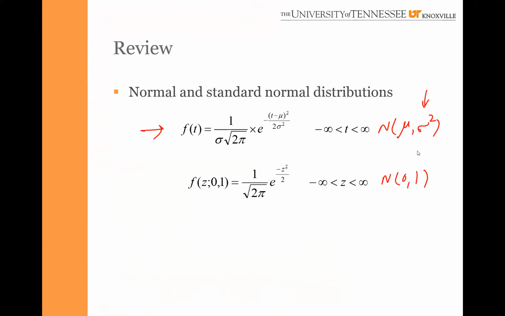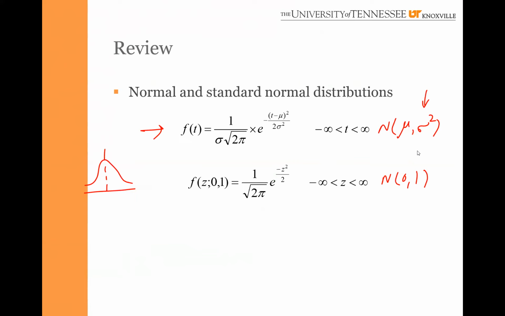Normal has two parameters again. We know the shape, right? Shape is always bell-shaped, symmetric around the mean. And it has location, and it has scale, the two parameters.